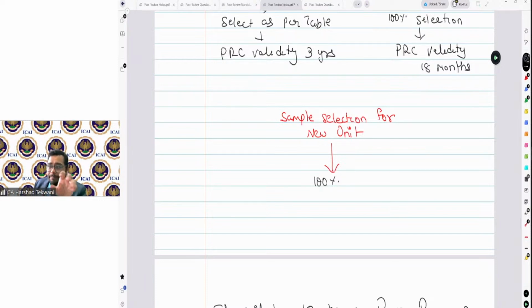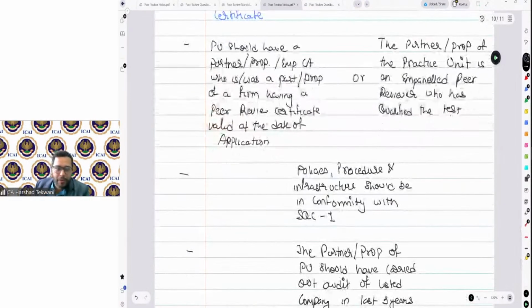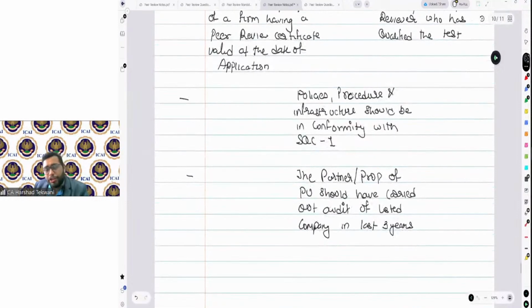Now, what if the practice unit has not rendered any assurance service? Then what? Let's say, for example, they have satisfied this condition. Like, the partner and proprietor was a partner or proprietor of a firm that is having a peer review certificate. Policies are in conformation with the SQC1.